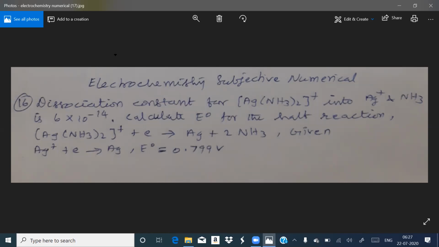Now given this electrode E naught. Now let us see this E naught and this E naught. We'll see what is the difference. This is one half reaction, this is also a half reaction. So it is one electrode, it is also one electrode. Now this is silver electrode, this is also silver electrode. In this silver electrode, we have taken a silver metal rod. In this silver electrode, we are also taking a silver metal rod.